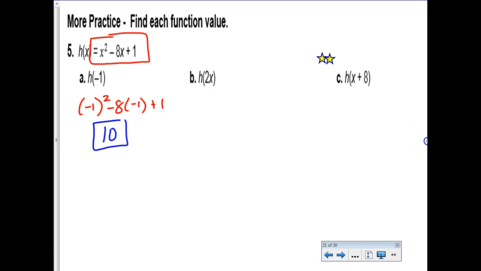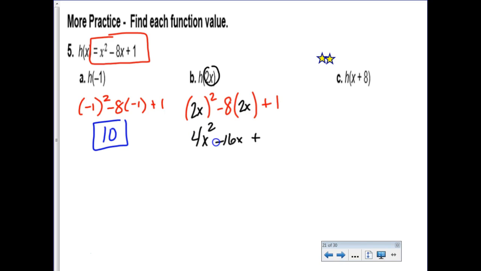All right, now we're going to plug in some algebra into your function. So this time, instead of getting a numerical answer, you're going to get an algebra answer. So I like to draw the skeleton of my polynomial or my function. And then in place of all the x's, I'm going to place whatever they want, which in this case would be a 2x. And then it is your job to simplify this to the best of your abilities. So 2x squared as a quantity would be 4x squared, and then minus 16x plus 1.